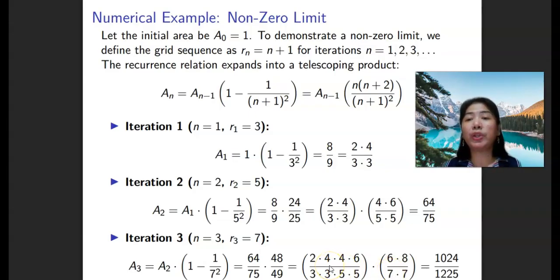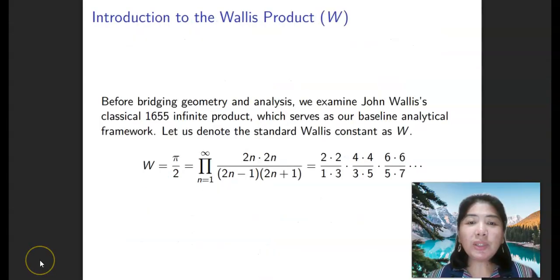Okay, so for the numerator, the factors are 2 times 4 times 4 times 6 times 6 times 8. And for the denominator, we have 3 times 3 times 5 times 5 times 7 times 7. Computing this operation, we now have 1024 all over 1225.